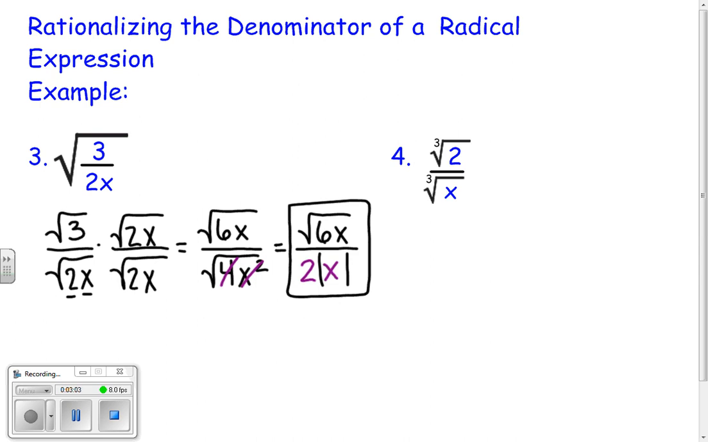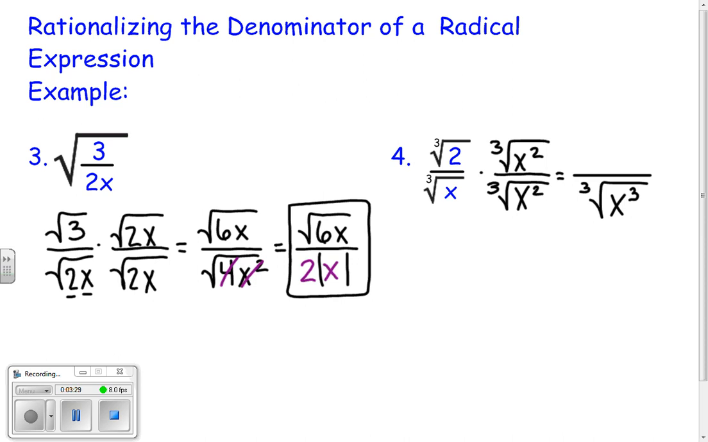Number 4 is a little different. We're switching to cube roots, which means you need 3 of everything. Multiply top and bottom by the cubed root. If you look at the bottom, I have 1x, which means I need 2 more. That's x squared. So the bottom becomes the cubed root of x cubed, because the cubed root of x times the cubed root of x squared is the cubed root of x cubed.